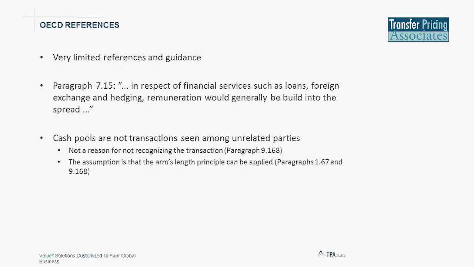If we take a look at the OECD references, I mentioned before that there were not too many references around. These two comments I made here are from the OECD transfer pricing guidelines, and the first one is from the services chapter, where there's a statement on financial services, which basically says that in many cases the expectation is that the compensation would be built into a spread. The second point is that cash pools are not transactions seen among unrelated parties. We had a brief mention of that before. And the OECD guidelines now, in the new chapter on business restructuring, explicitly state that this is not a reason for disregarding a transaction by a tax administration. In fact, the assumption is that the arm's length principle can be applied and should be applied to such an arrangement. We're going to come back and discuss that when we look at the Norwegian court case a little bit later.